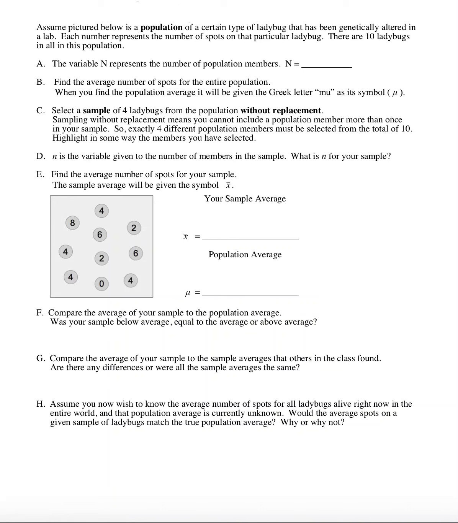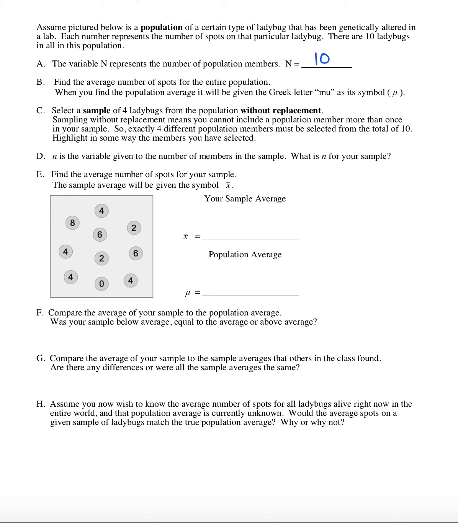Pictured below is a population of a certain type of ladybug that's been genetically altered in a lab. Each number represents the number of spots on these particular ladybugs. There are 10 ladybugs in all in the population. So the letter big N is going to represent the number of population members. There are 10 population members. We'd like to find the average number of spots for the entire population.